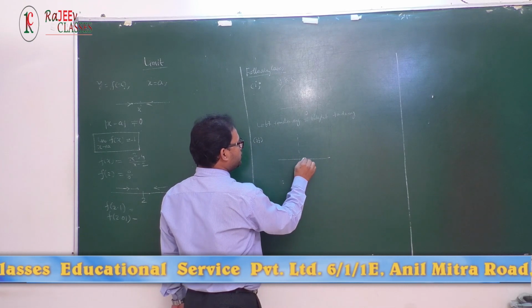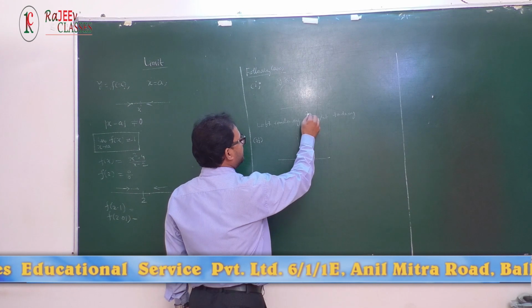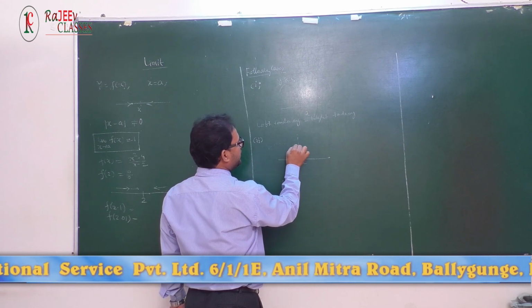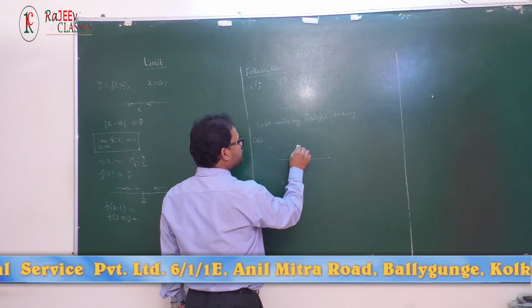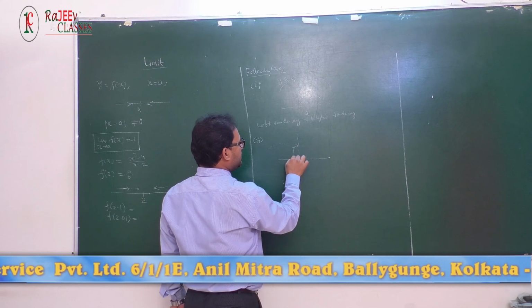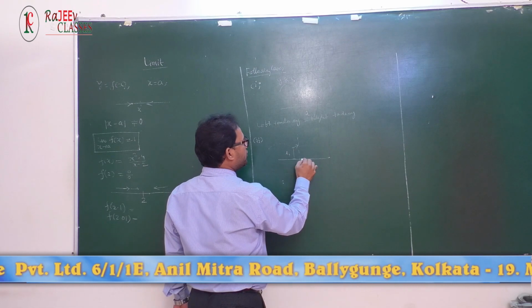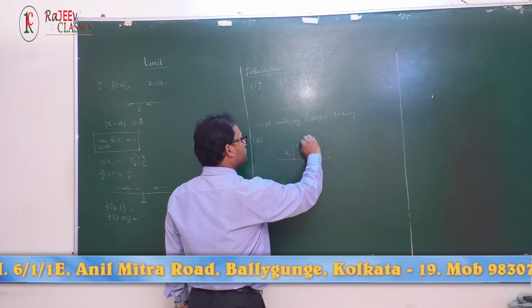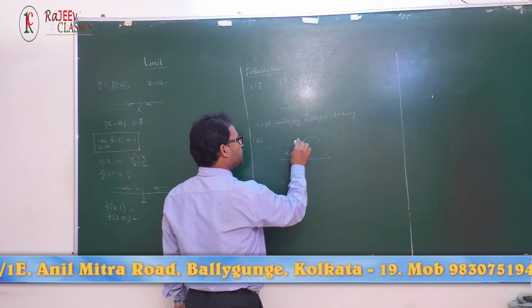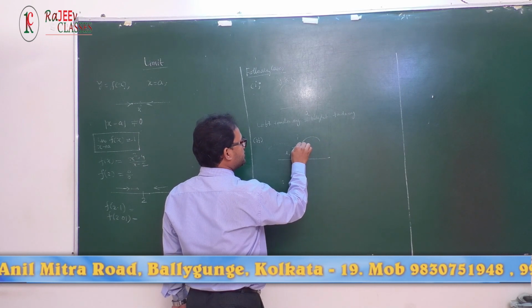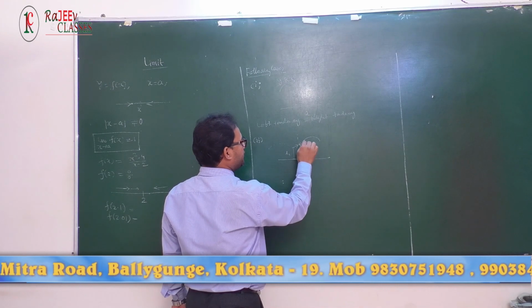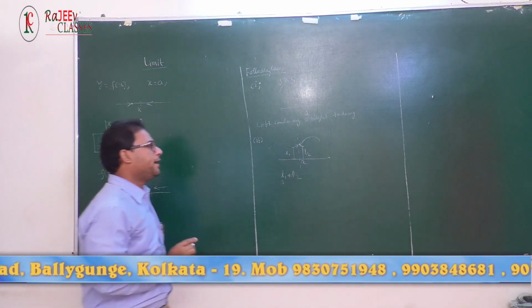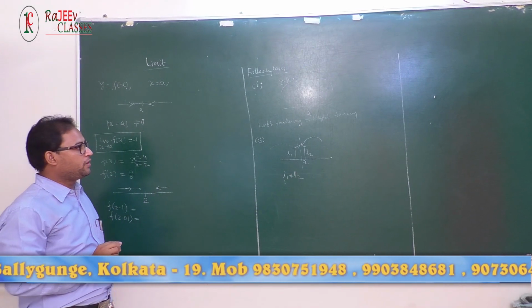Now case 2: it can happen that when we come to a certain point, suppose we take the point x is equal to a, from the left hand side the function moves to a certain value, suppose the value is l1, and when we approach the point a from the right hand side, the value just greater than a, the function moves towards another value l2. In this case, the l1 value and l2 value are not equal, and we say that the limit will not exist.